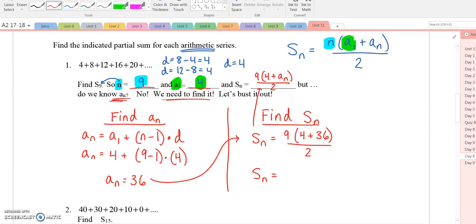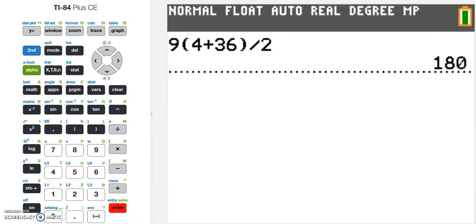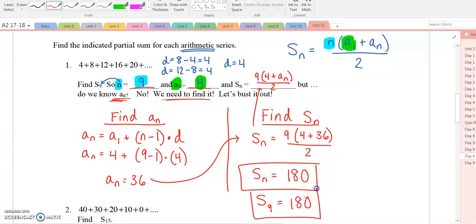And then once again, I'm going to throw it in my calculator. So 9 parentheses 4 plus 36 divided by 2. And that's 180. So my sum will be 180. Alright, and technically it's S sub 9, so you could write S sub 9 for that also.